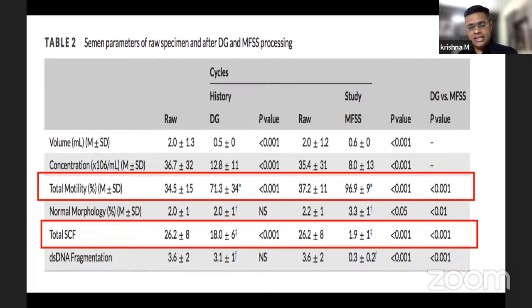And second, they looked at SCF, the sperm chromatin fragmentation, as the author abbreviated it in this paper. So that's sperm DNA fragmentation. With double density gradient, on average, the raw sample had 26% fragmentation, which post double density came down to 18%, which I think still is a normal value. But with microfluidics, from 26% it went down to 1.9%, which was statistically significant and a remarkable reduction in sperm DNA fragmentation. So microfluidics seems to be a method of sperm preparation and selection to optimize sperm with good DNA integrity.